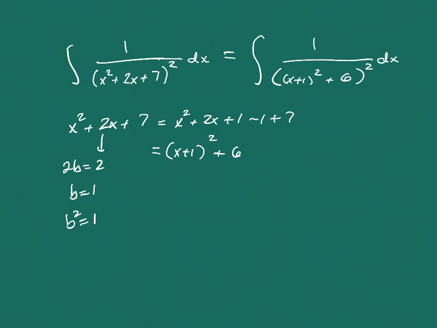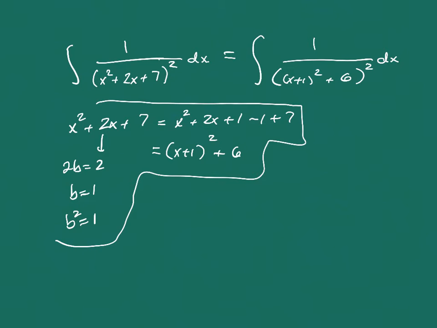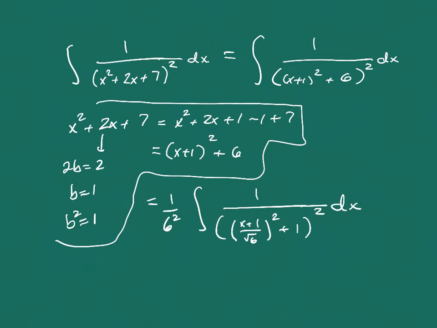And so our first step to begin cleaning things up, if we wanted to do our transformation on this one, we can factor out a 6 from our denominator. And really, when we factor out the 6, it will be a 6 squared because of our power that's there. So we're really factoring out a 1 over 6 squared. Our integral 1 over, and then we'll have our (x plus 1 over the square root of 6) squared plus 1, squared, dx. And so our first substitution is then just going to be our u equal to x plus 1 over the square root of 6.